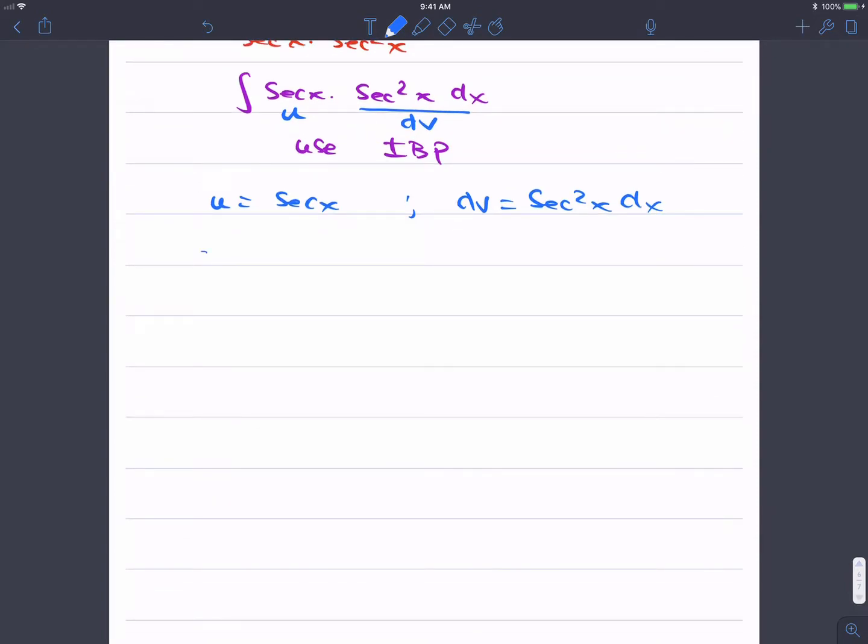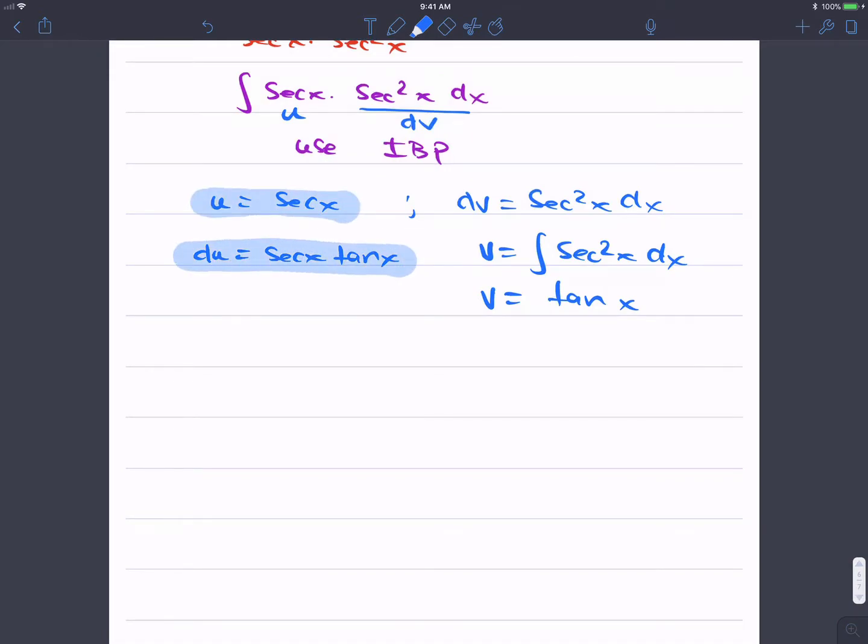Now, if I have u, I need du, so the derivative of secant is secant tangent. If dv is secant squared, then v is the integral of secant squared dx, which means v is actually tangent, because the derivative of tangent is secant squared. So I have all the information I need here. I have u, I have du, I have dv, and I also have v. Because for integration by parts, remember what that is. It's a formula. It is uv minus the integral of v du.